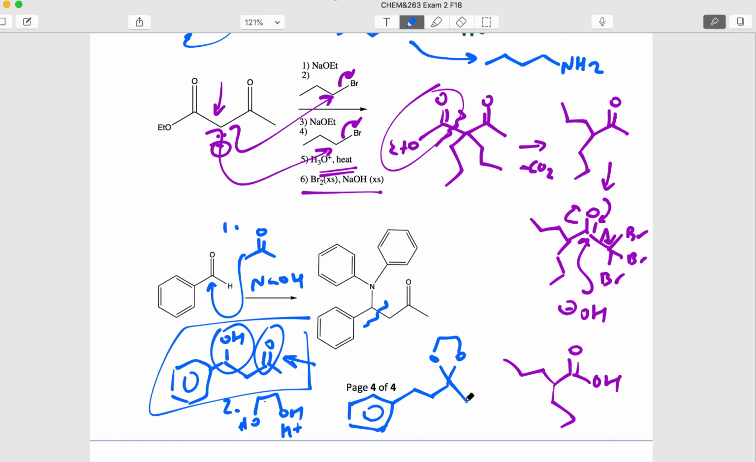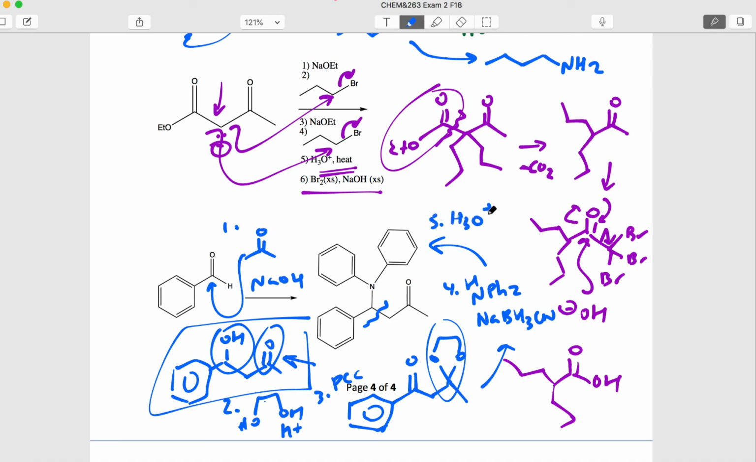Once you have this protecting group, the acetal, then you can oxidize this. So 3 would be PCC or Jones. And then you could do your imine. So you could add NH2Ph and NaBH3CN to make that into an amine. So it'll be an enamine, and then it'll turn into a reduced amine. After that, you want to take this group off. So you're going to do hydrolysis, so H3O+. All right, and that will take that off and convert it back to the ketone.